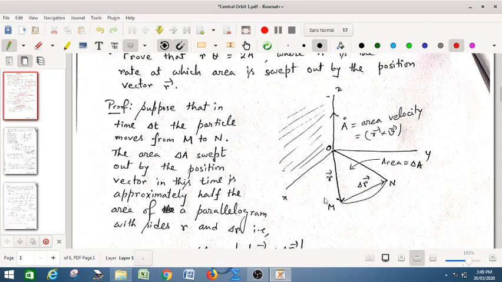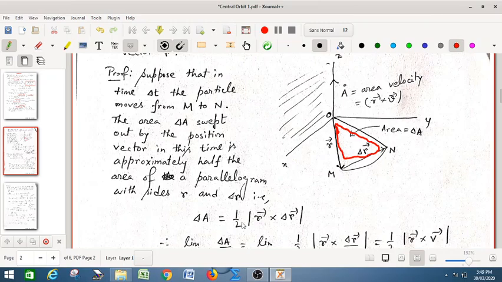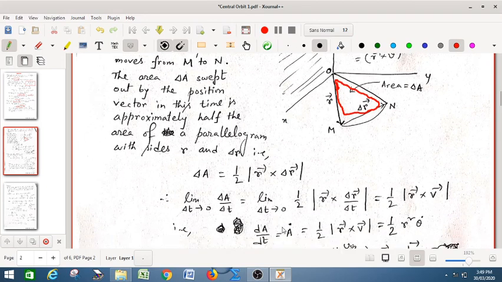The area delta A swept out, this area I am talking about, is swept out by the position vector in this time and is approximately half the area of the parallelogram. We know that from the parallelogram law. So we can write delta A as half of the modulus of r cross delta r vector. If you take the limit delta t tends to 0, then delta A by delta t equals this, and this gives you half r cross v, because v is dr/dt.